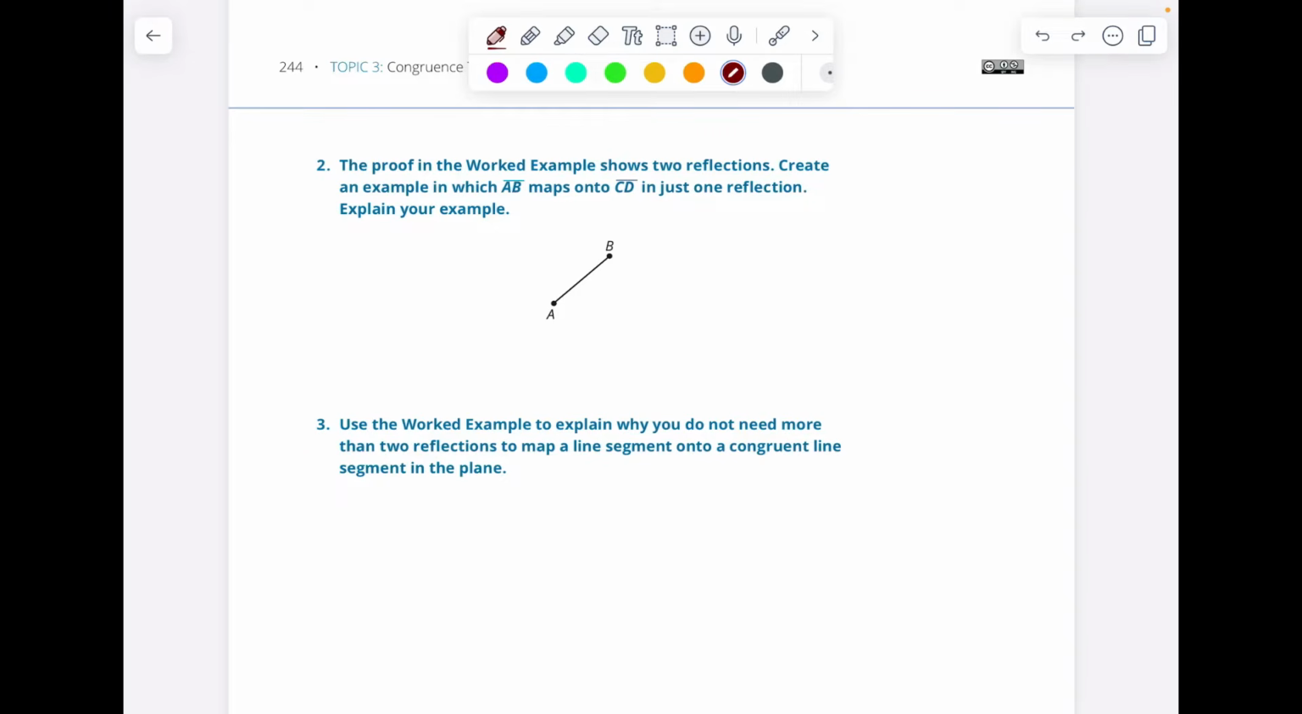in just one reflection. So if I draw the reflection line like here, for example, you could draw it anywhere pretty much, but if I draw it here, then I would just want to reflect. You know what? I'm going to use the same color. I would just want to reflect.